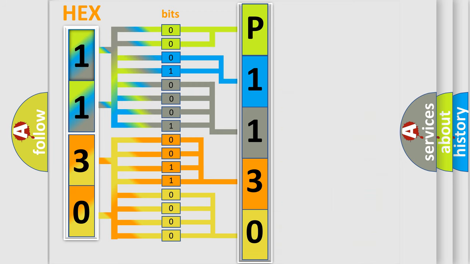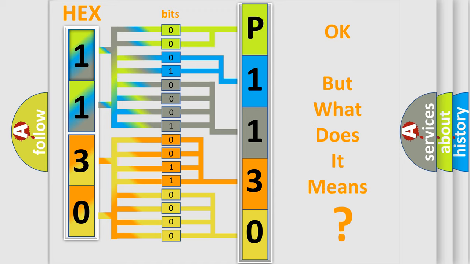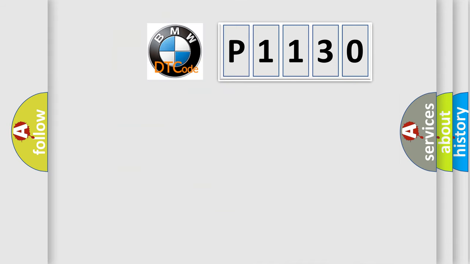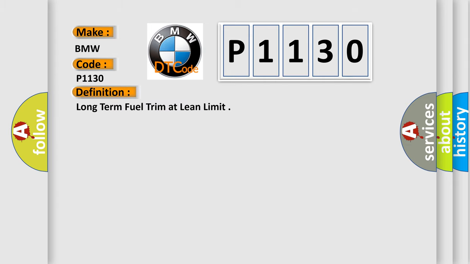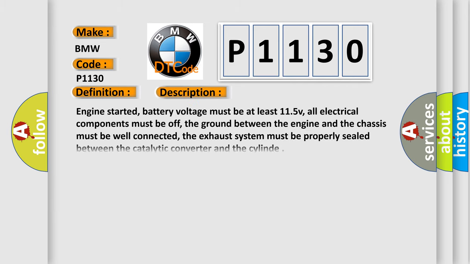We now know in what way the diagnostic tool translates the received information into a more comprehensible format. The number itself does not make sense to us if we cannot assign information to what it actually expresses. So, what does the diagnostic trouble code P1130 mean specifically for BMW? The basic definition is long-term fuel trim at lean limit. And now this is a short description of this DTC code.